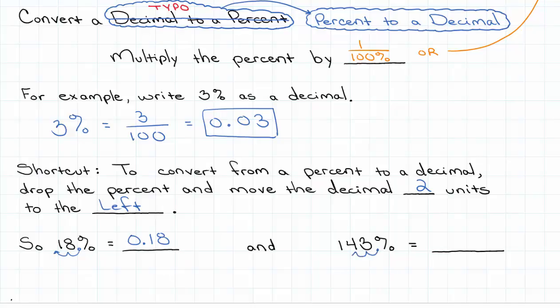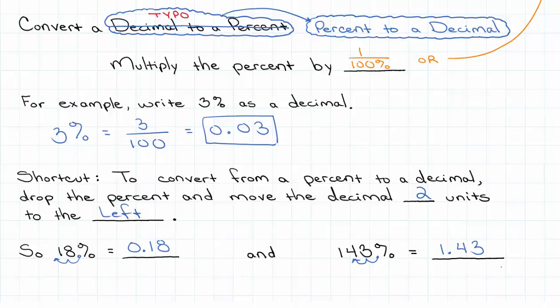So that makes sense. 143% would be the same thing as 1.43, or if we say that out loud, that would be 1 and 43 hundredths. So once again, that makes sense if we go back to the definition of percent. Always go back to the definition of percent. Always ask yourself, why am I moving the decimal 2 units to the left? It's because we're dividing by 100.